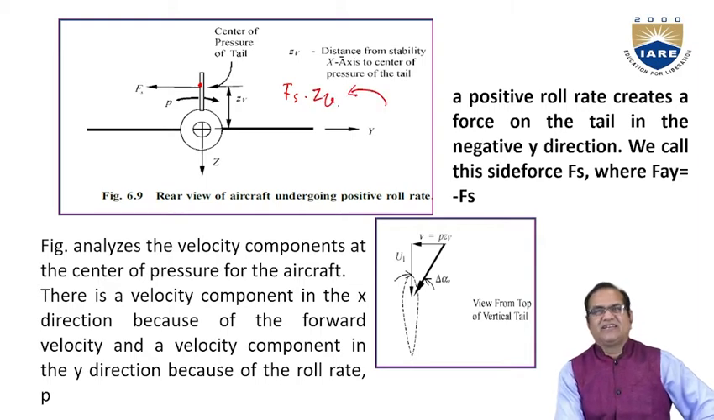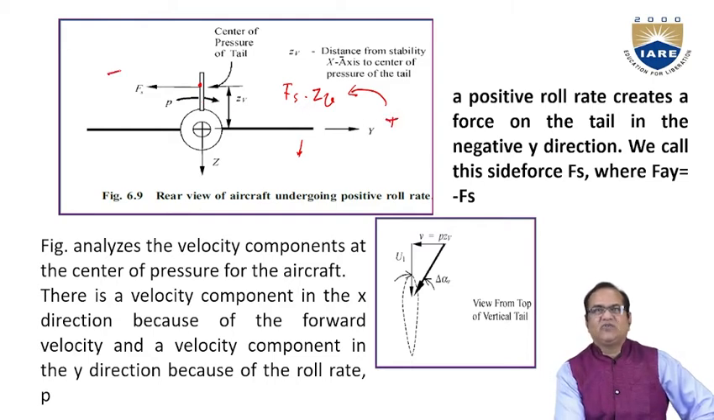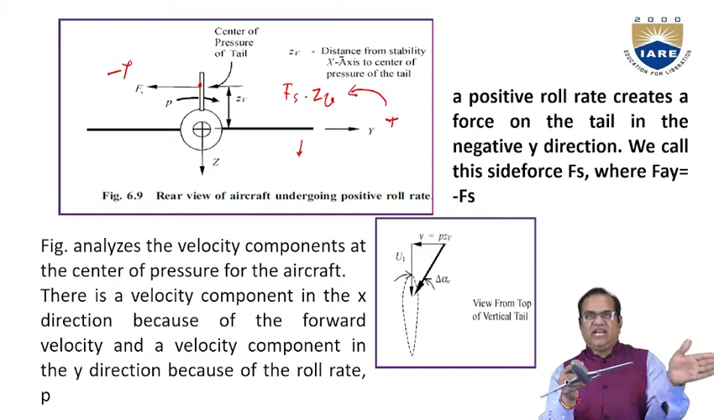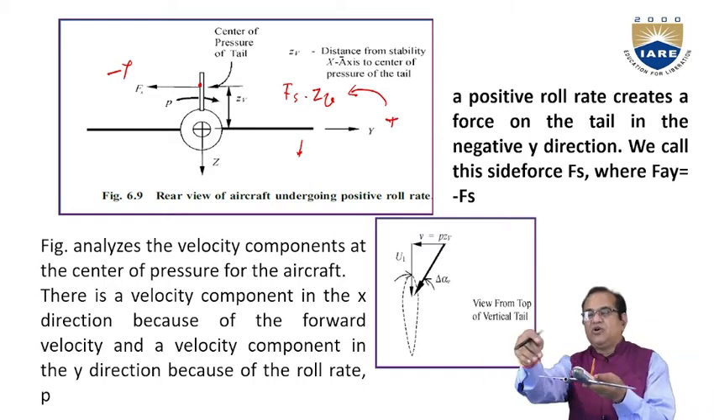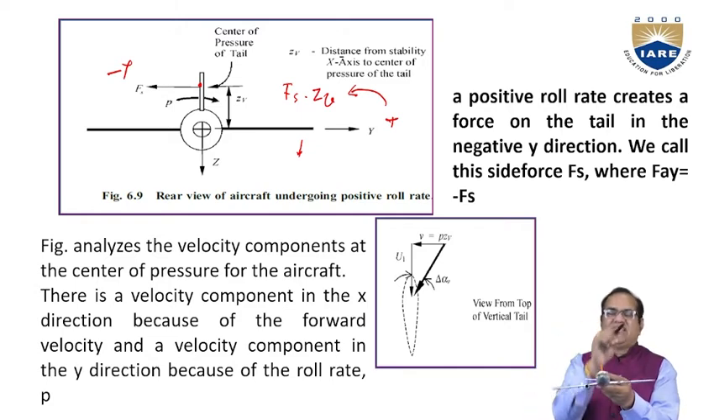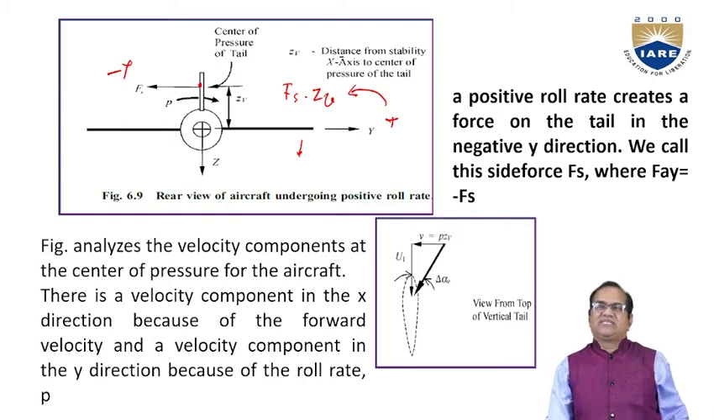In this direction. If this is going down, then a force will act in this direction. This is the positive Y and this is the negative Y. Here, if you see, this side is a negative Y and this side positive. So if your right wing is down, this will generate like this and this is a minus Y. In this way, we can see that the vertical tail is playing a very important role for this.